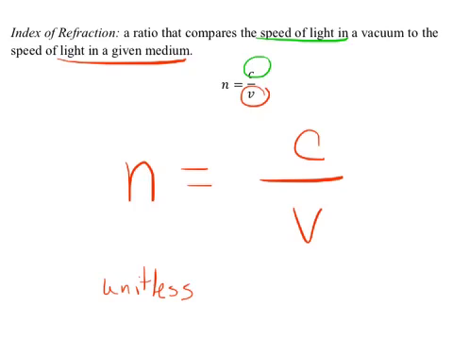It can't be like point something. It will never be a fraction. It will never be a decimal less than 1, because the denominator would have to be bigger than the numerator for that to happen. You get a decimal when the denominator is bigger. But V can never exceed C. C is the speed of light in a vacuum, and is the largest amount you can ever have for a speed. So C will always be greater than V, and n will always be greater than or equal to 1.